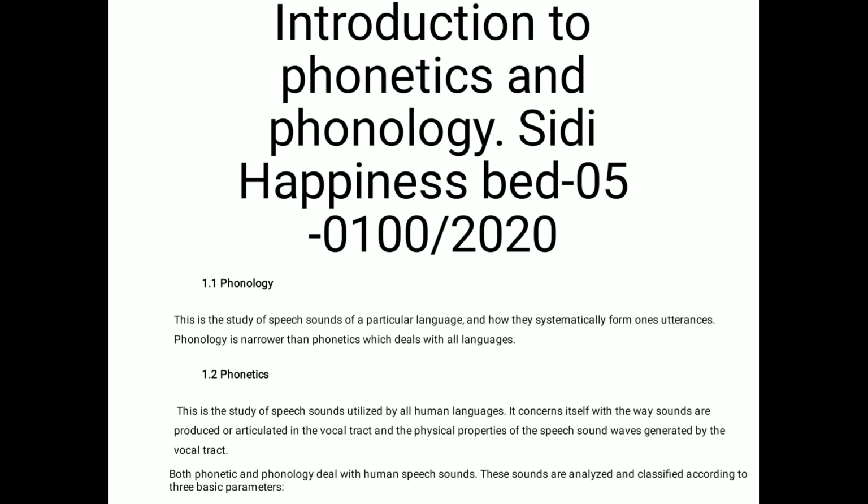And then phonetics is the study of speech sounds utilized by all human languages. So it concerns itself with the way sounds are produced in the vocal tract, or rather articulated in the vocal tract, and the physical properties of the speech sound waves generated by the vocal tract. So both phonetics and phonology deal with human speech sounds. These sounds are analyzed and classified according to three basic parameters.